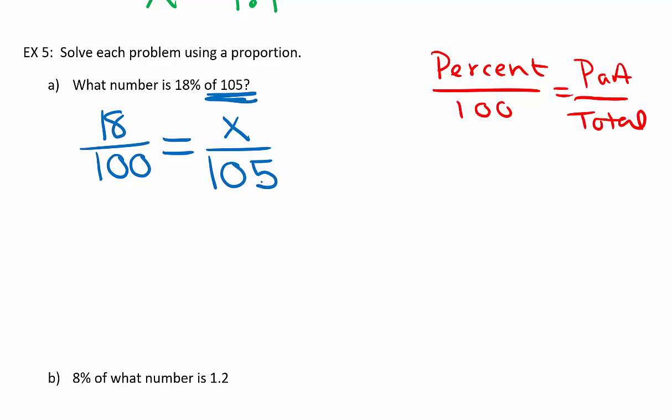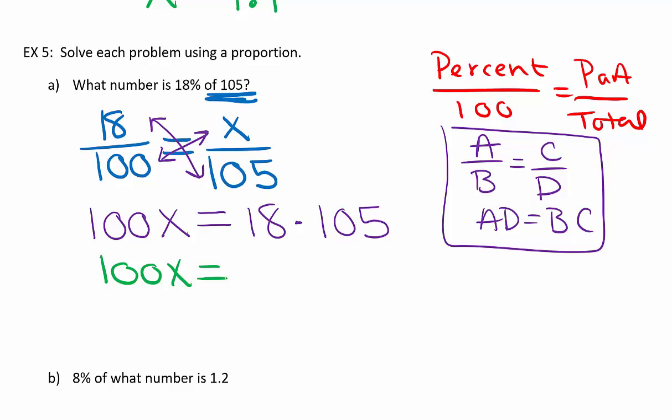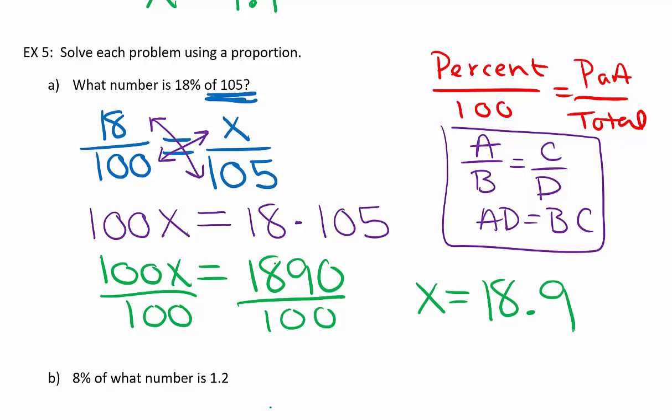Now anytime you have a proportion, two fractions that are equal, you can take the cross products and set them equal to each other. In other words, we could take 100 times x, and that has to equal 18 times 105. So we're multiplying at an angle, and this is only true with proportions. When you have two fractions that are equal to each other, the cross products are always equal. Let's see, 18 times 105 is 1890. And so then to finish, I would divide both sides by 100, and I get 18.9.